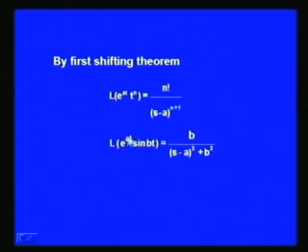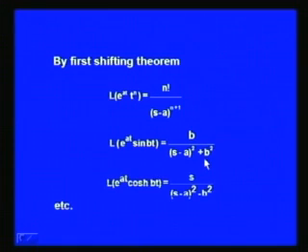Now, similarly, we know that Laplace transform of sin b t is b over s square plus b square. So, when we multiply sin b t by e to the power a t, by first shifting theorem, Laplace transform of e to the power a t into sin b t will be equal to b over s minus a whole square plus b square.